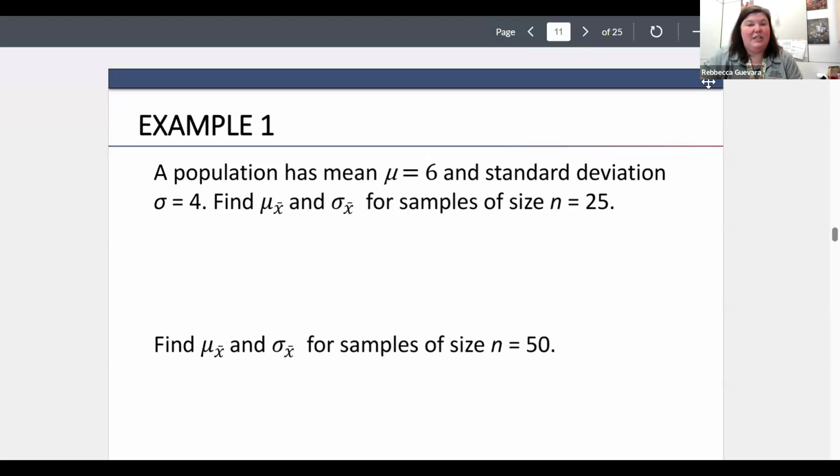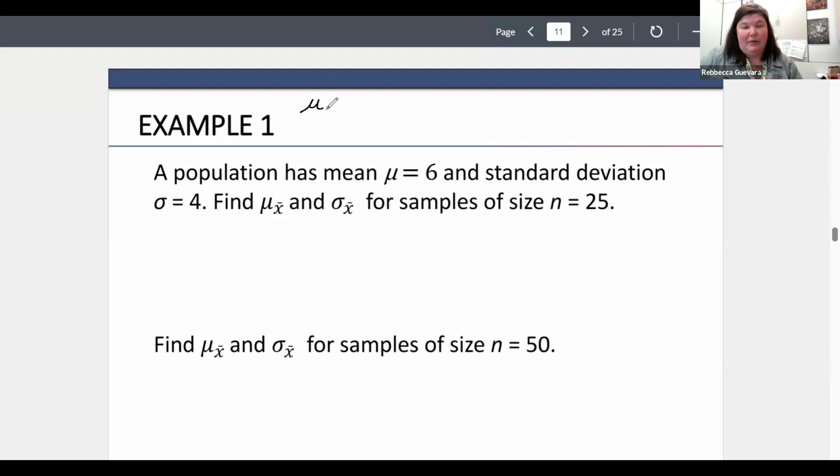So we'll go through this one more time. There's a slight change here. The population has a mean of 6 and a standard deviation of 4. So this is just any population. I want to find mu sub x bar and sigma sub x bar for a sample size of 25. And then I'm going to do it again for 50.